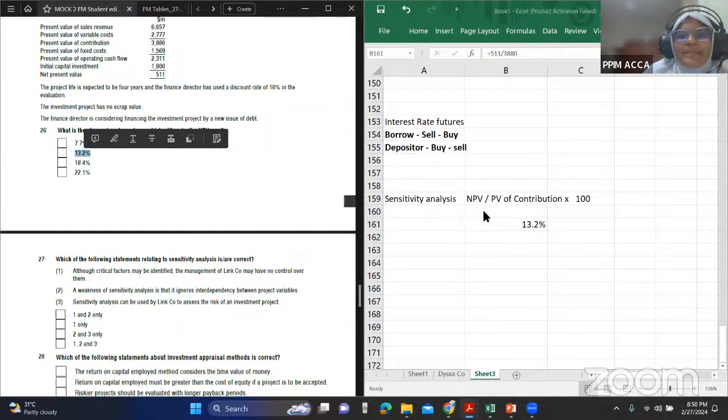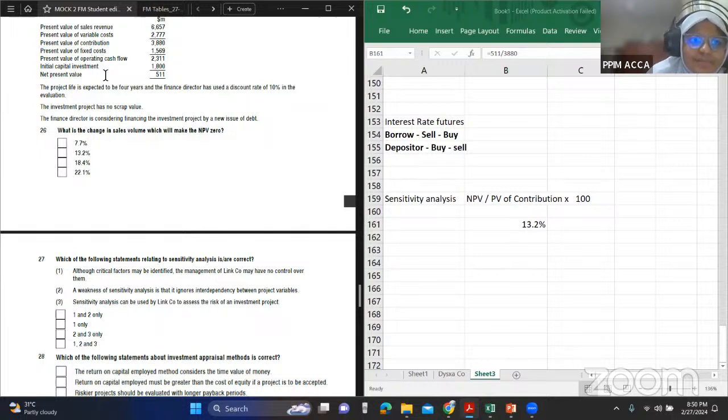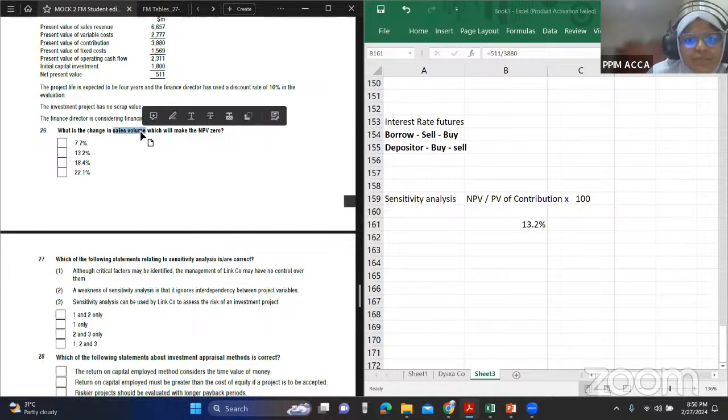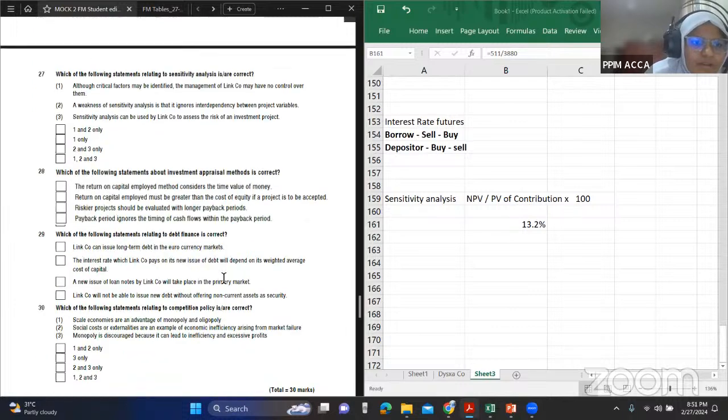So always remember, sensitivity analysis is the NPV divided by the present value of whatever variable they are asking. If it is sales revenue, present value of sales revenue. Variable cost means present value of variable cost. Fixed cost means present value of fixed cost. Initial investment means NPV over initial investment. The only time when it won't be very clear is sales volume. In that case, you have to take NPV over present value of the contribution.